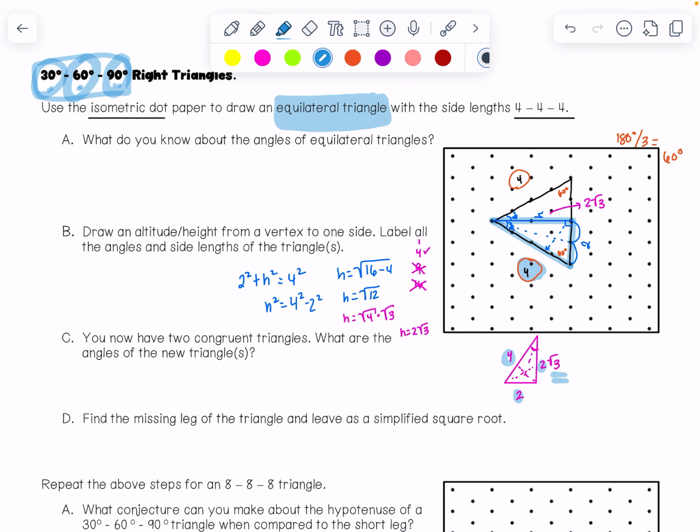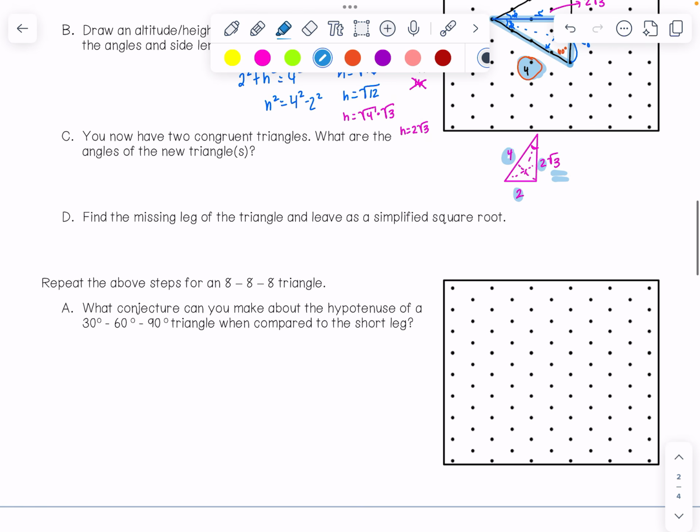So just like we did the other one, we're going to see if this works again, this time using an 8 by 8 by 8 triangle. So you know what, let me go back to using black for the side lengths. 1, 2, 3, 4, 5, 6, 7, 8. So each of these is currently 8 long.